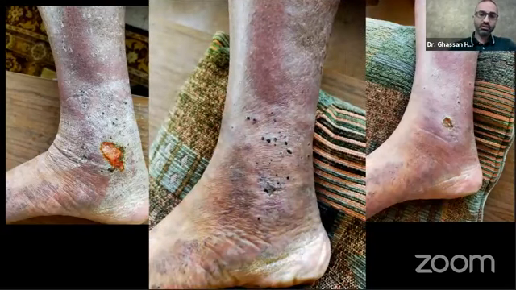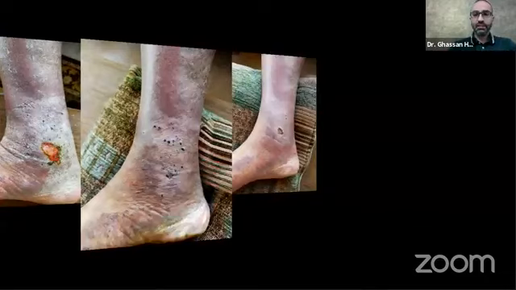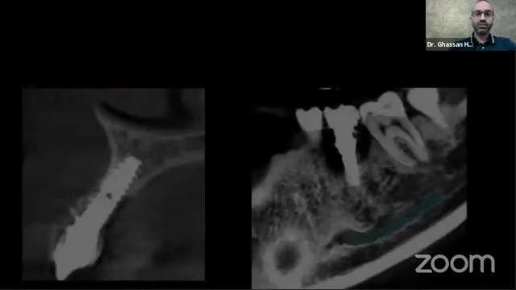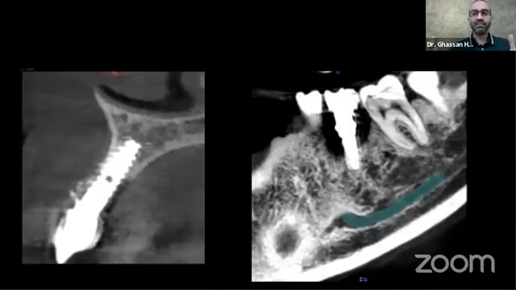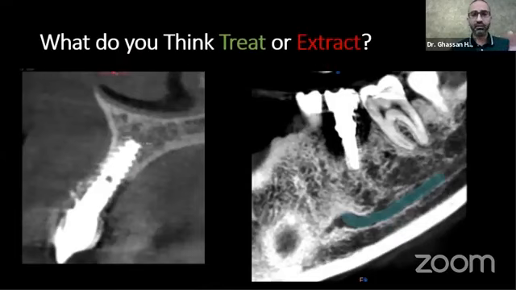As a periodontist and as an implantologist, we may face many cases like this in our clinics. If you face such a case, like the one on the right or on the left, what do you think? Treat this implant or extract this implant? From the first look, my decision is always to extract such implants. But today we will think more than twice.